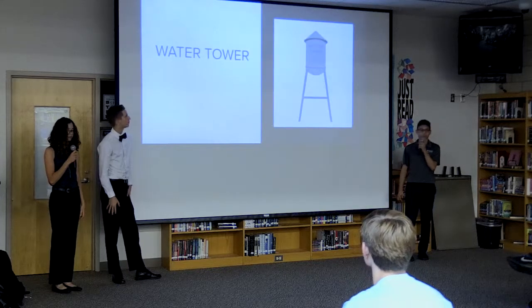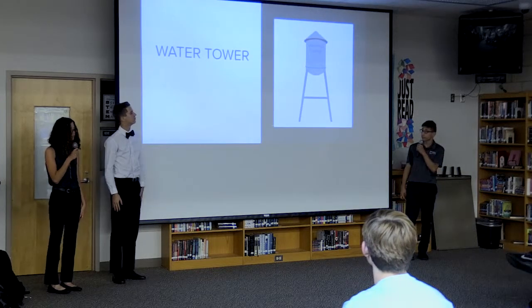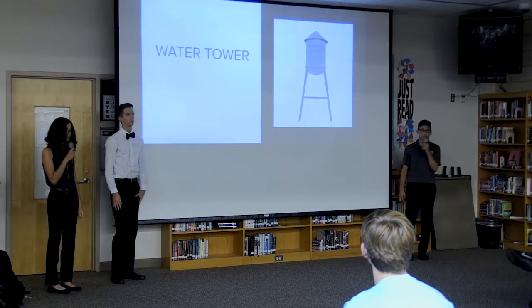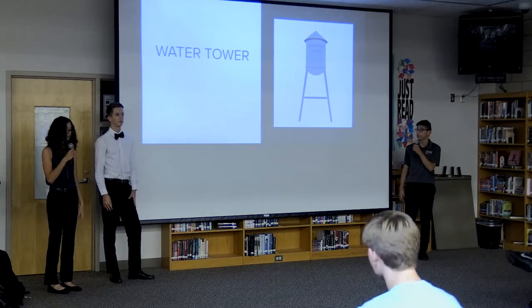The water tower, which was made by Grace, was mainly made to represent the time period. Because Macomb is a small southern town in the 1930s, it would most likely use a water tower for its water.